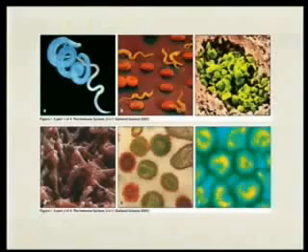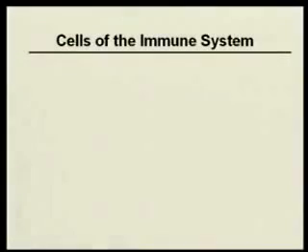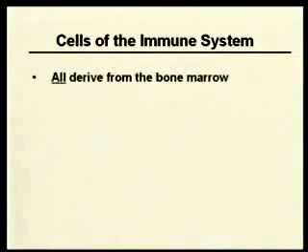So our bodies are exposed to a lot of different pathogens, therefore we have to come up with a lot of different ways to fight these pathogens. So in order to do that, our bodies have developed a number of different cells of the immune system.